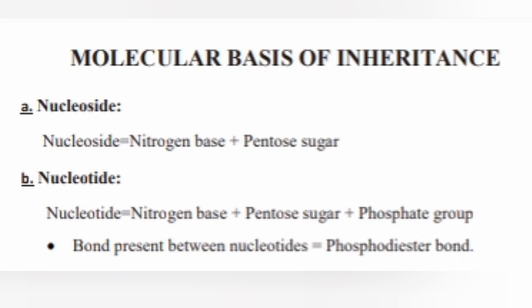Next chapter, molecular basis of inheritance. Nucleoside is nitrogen base plus pentose sugar. Nucleotide is nitrogen base plus pentose sugar plus phosphate group. Bond present between nucleotides: phosphodiester bond.